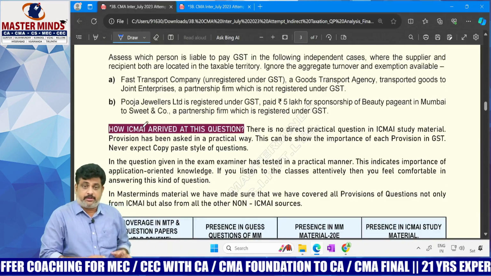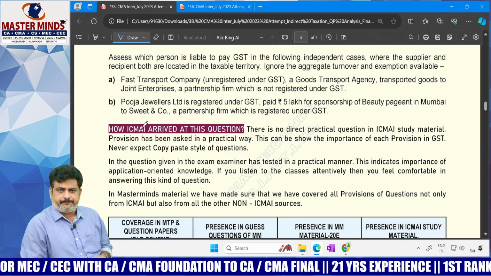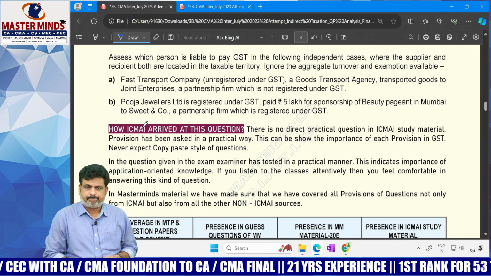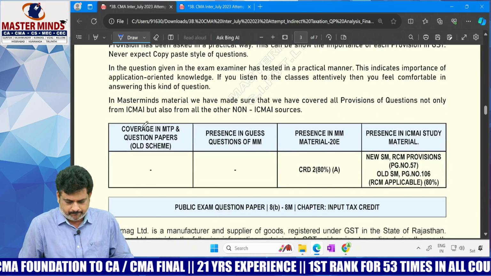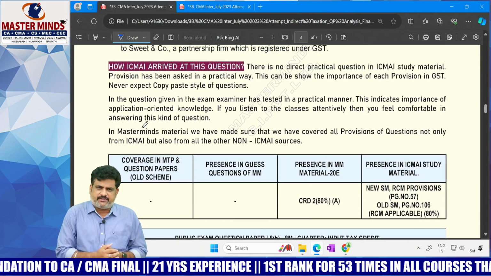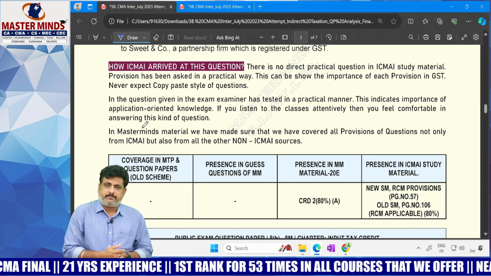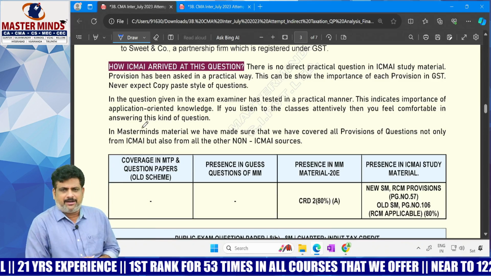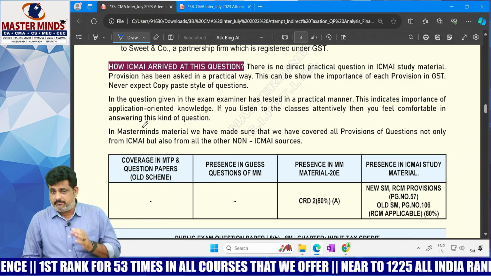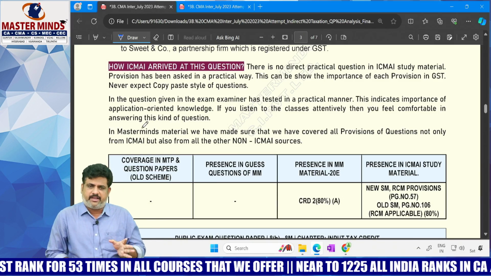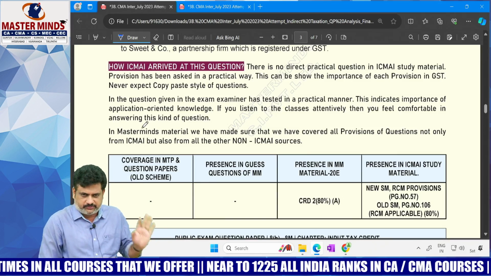So, this one also is not a direct theory question, ma'am. It was a provision that was asked in a practical way. So, that's why it is covered. The similar one is covered under our Masterminds material in problem number CRD2. That means the practical question CRD2. And the theory provisions are covered in the CMA material also. That means learning the concept in a conceptual way with more clarity is the main thing with respect to writing these types of questions.